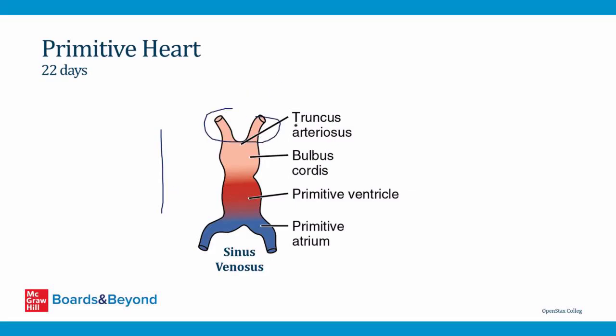So this part up here at the top is called the truncus arteriosus. This section in here is the bulbus cordis. You then have this red section, which is called the primitive ventricle. The blue section right here is called the primitive atrium. And then finally, this section at the bottom, including these two horns, is called the sinus venosus.